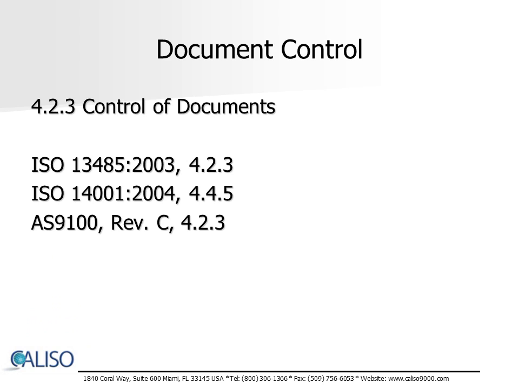AS 9100 Rev C, which is the aerospace requirements, document control can be found in 4.2.3, again with the same requirements as ISO 9001-2008. And finally, ISO TS 16949-2009, which are the automotive requirements, also can be found in section 4.2.3 with again the same requirements as ISO 9001-2008.